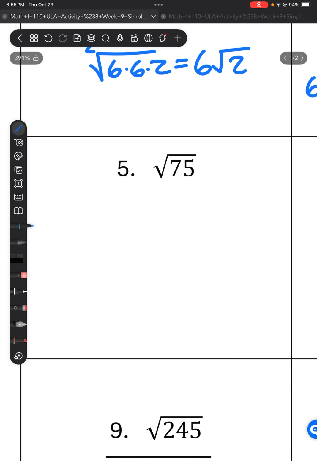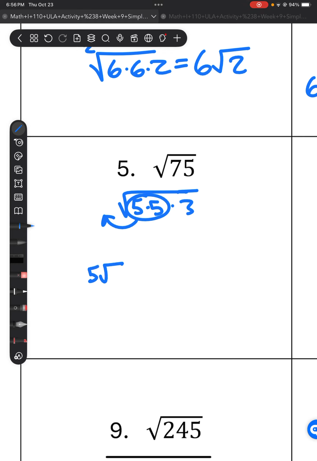All right, number 5. So number 5, square root of 75. I immediately think about 5 times 5, which is 25. So I'm thinking 5 times 5. 25 times 3 is 75. So I found my pair. I'm going to take that out. Left with 5 root 3.